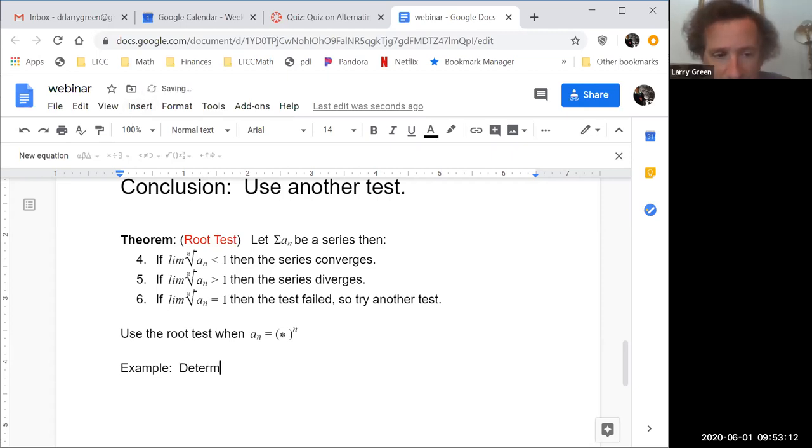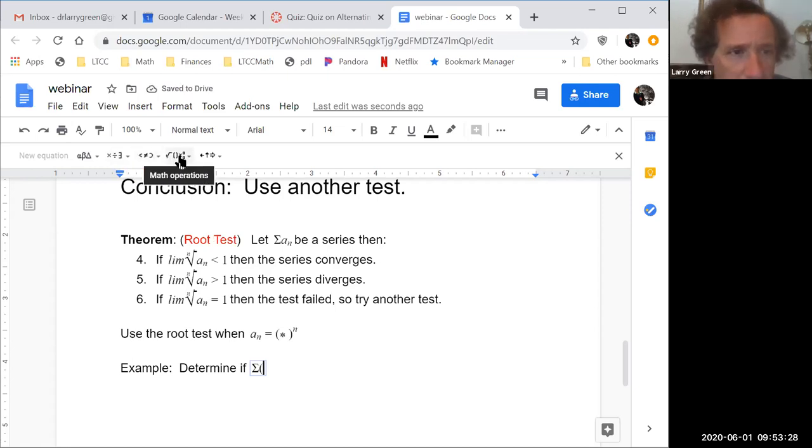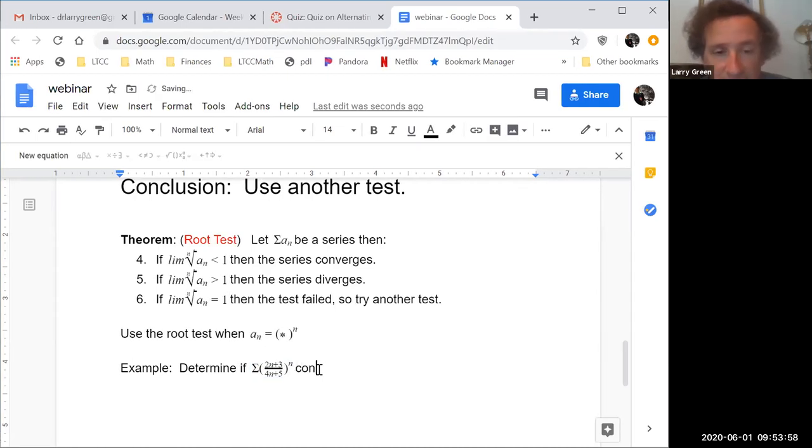Okay, determine if the summation of (2n plus 3 over 4n plus 5) to the nth power converges.